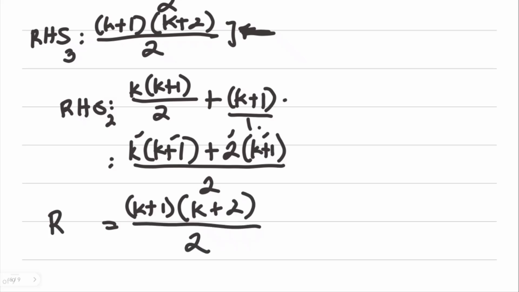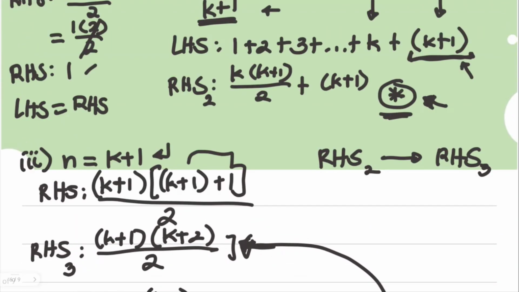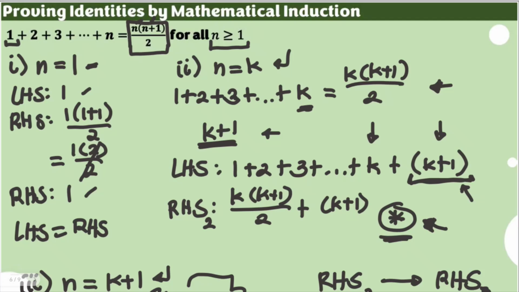As you can see, just by that simple step, we arrived at the conclusion that the simplified form of the right-hand side of the second step is just the same as the simplified form when we look into n equal to k plus 1 on our third step. Okay? They are just the same. This shows that our identity is really an identity under mathematical induction. This is how we, again, prove identities using mathematical induction.